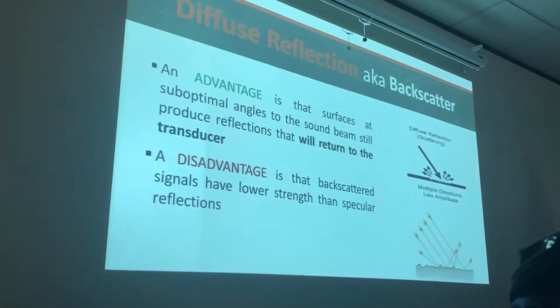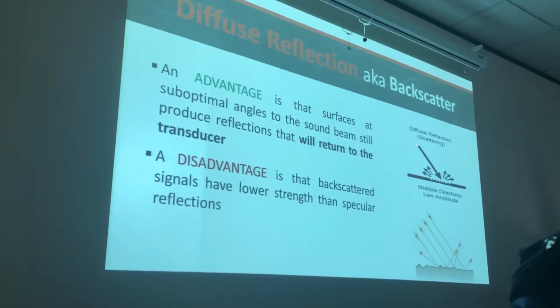So diffuse reflection, also known as backscatter, the advantage is that surfaces at suboptimal angles to the sound beam still produce reflections and will return to the transducer. So even though it's irregular, we will get some of those reflections back to the transducer because they're going to come back at different angles. The disadvantage is that backscatter signals have lower strength than specular reflections. So that's going to require a higher degree of amplification when they come back.